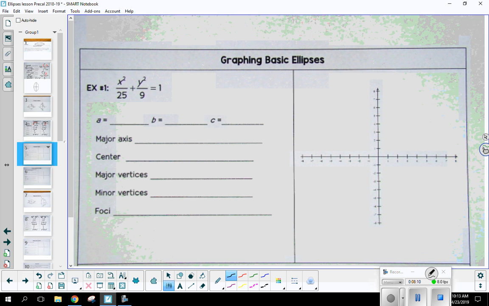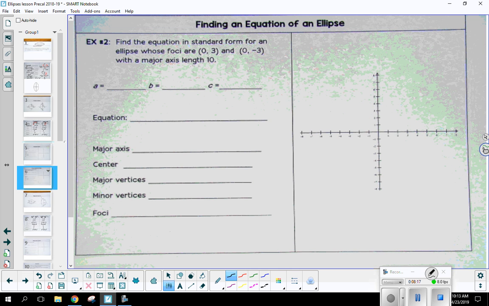And I believe we did this problem, right? Yes. Okay, so we are done with this one. Now let's go ahead and do this one. So it's all the same information, but we also want to write the equation. It says, example 2, find the equation in standard form for an ellipse whose foci are (0, 3) and (0, negative 3), with a major axis length of 10.